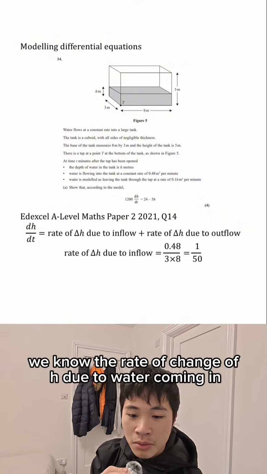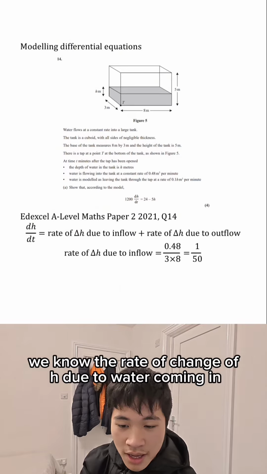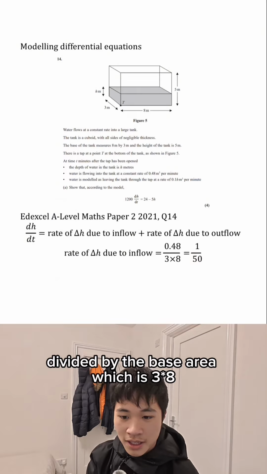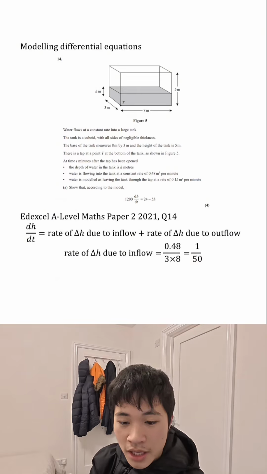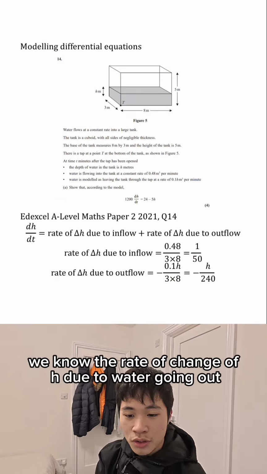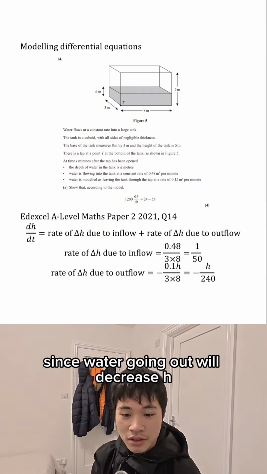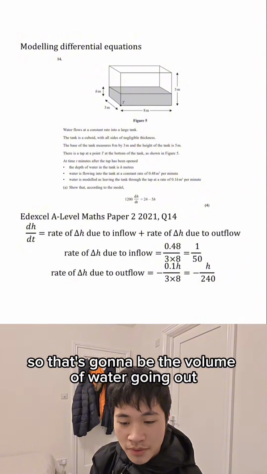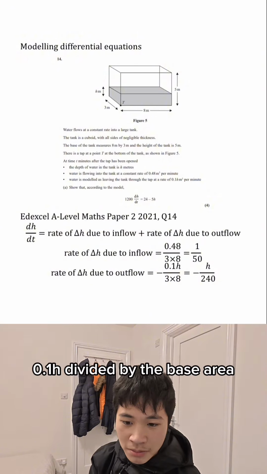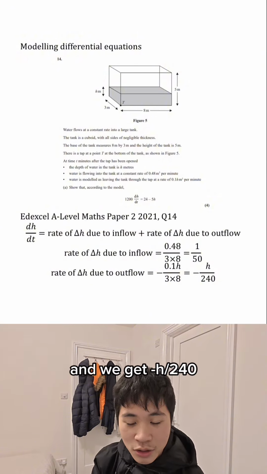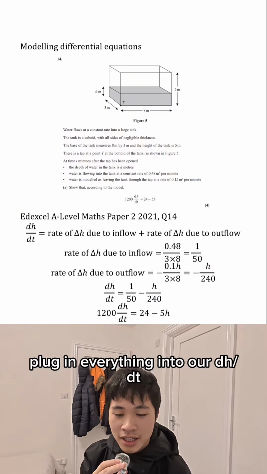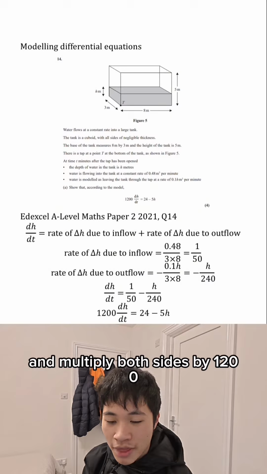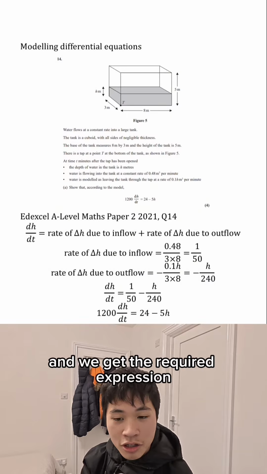since if you take water out, then h will decrease. So we know the rate of change of h due to water coming in, that's going to be the volume of water going in divided by the base area, which is 3 times 8, and we get 1 over 50. We know the rate of change of h due to water going out, that's going to be negative, since water going out will decrease h. So that's going to be the volume of water going out, 0.1 h, divided by the base area, and we get negative h over 240. Plug in everything into our dH over dt and multiply both sides by 1200, and we get the required expression.